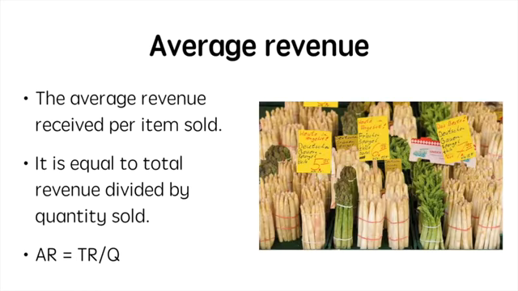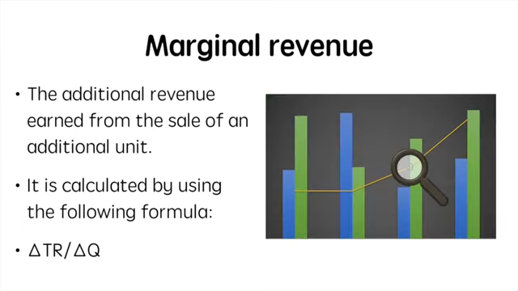Average revenue is equal to the amount of revenue a firm receives for each unit sold. Since it is equal to revenue divided by quantity sold, you could also say it's the price of the product. Marginal revenue is equal to the additional revenue earned from the sale of an additional unit. You can calculate it by dividing the change in total revenue by the change in quantity. We need to understand this at a basic level for now, but we'll be building on this as we progress.